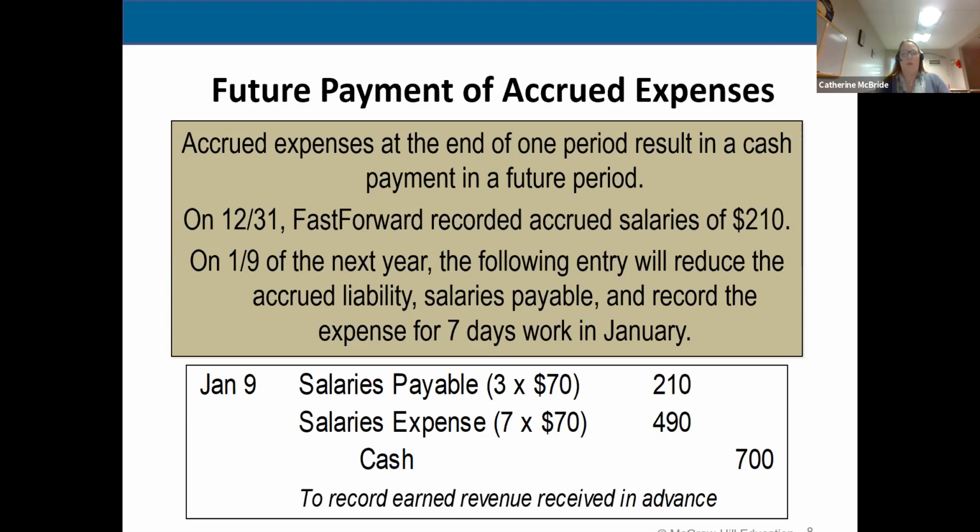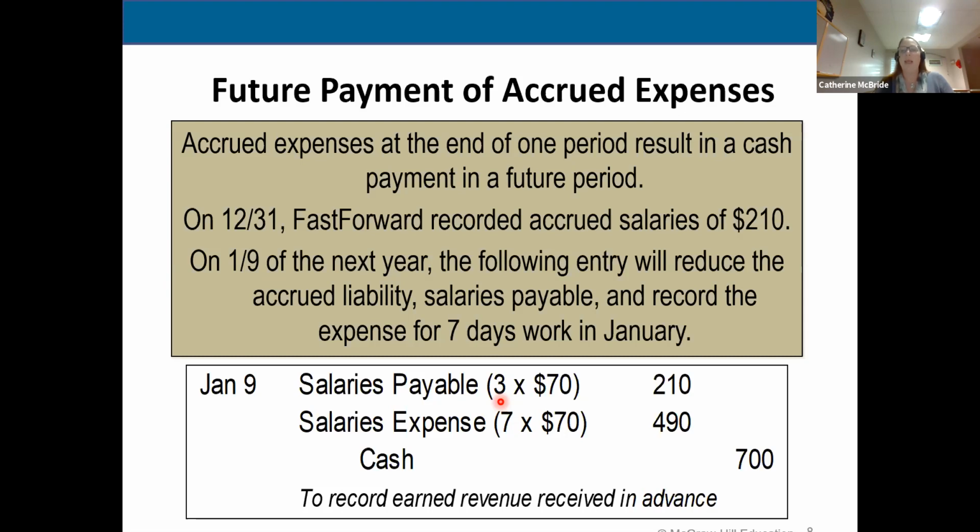So for this payroll period, we have accrued expenses at the end of one period. So we know we have $210. We get paid on January 9th. So there's 10 days, there's 2 weeks in the pay period. 3 days were in December. 7 days were in January. We recognized the expense for these 3 days in December and recorded this liability.